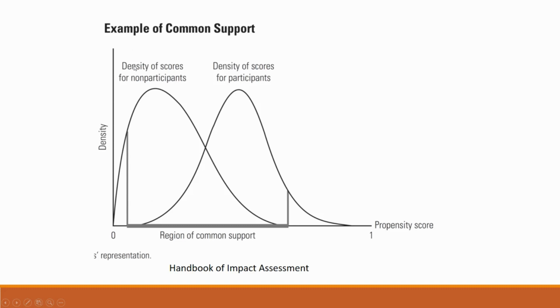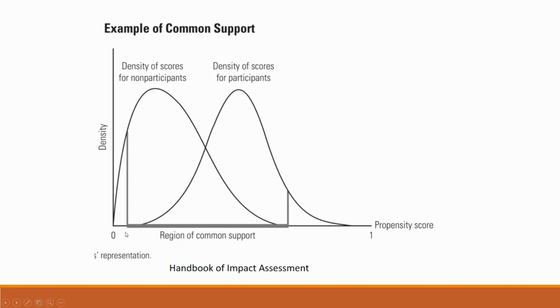Okay, so what you would do is you would plot out the density of the propensity scores. Propensity score goes from 0 to 1. You plot out the density of the propensity score for the treatment group and the control group. So in this case, this line here is the density of scores for participants or the treatment group. And here's the density of scores for the non-participants or the control group. And you see whether or not these densities overlap with each other.